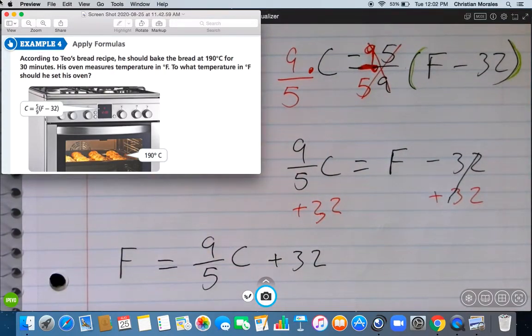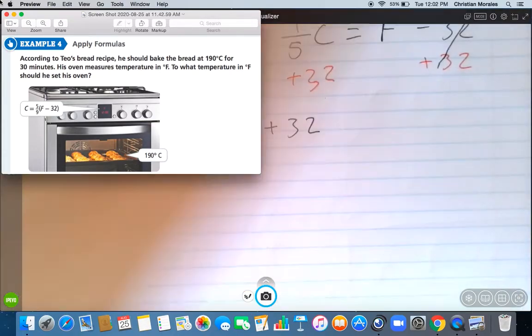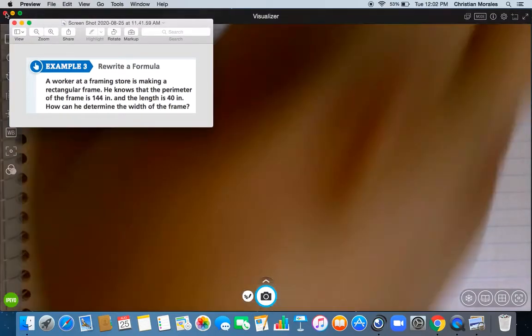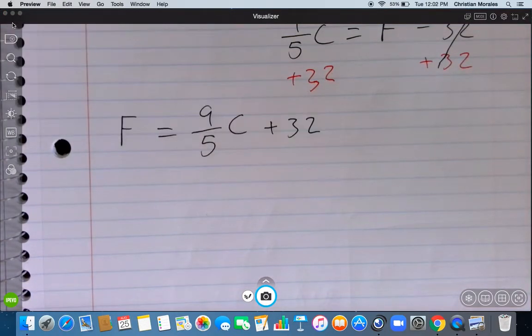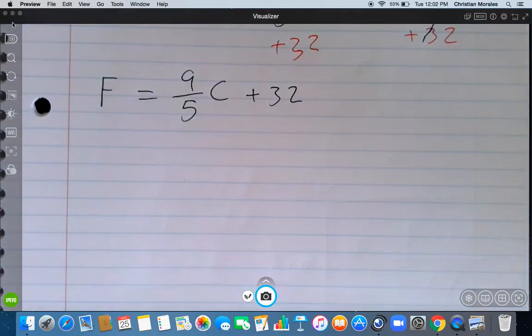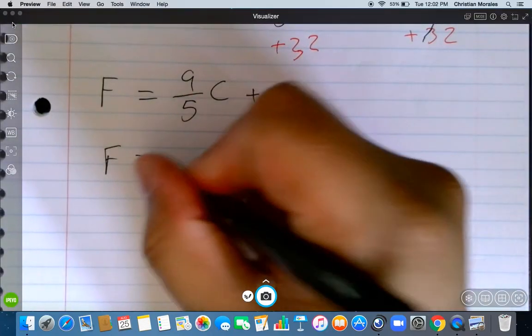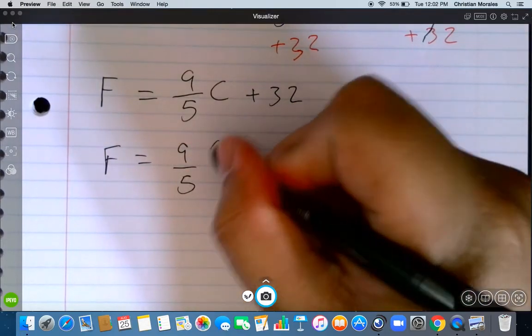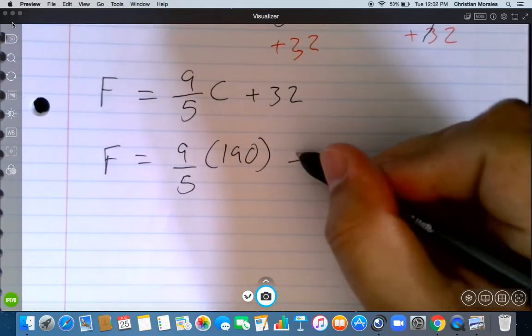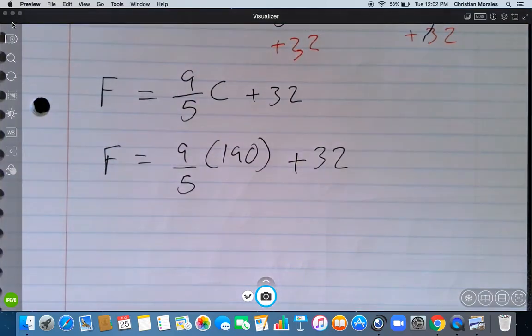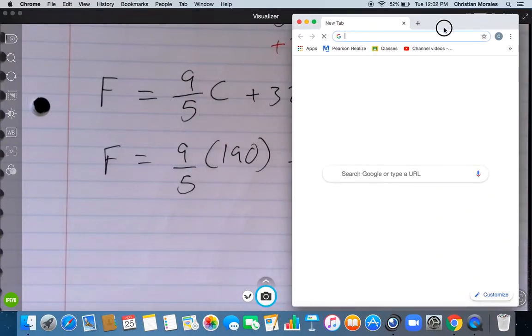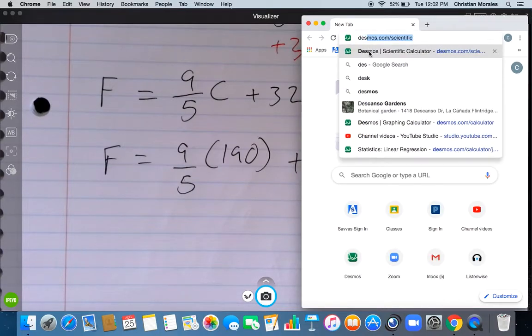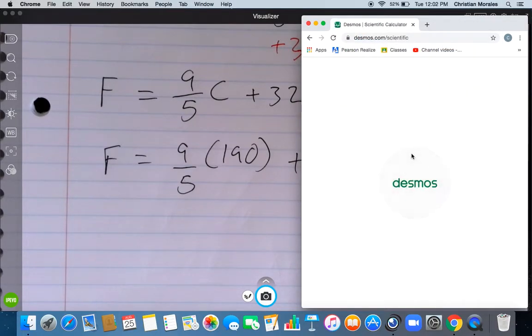Now, in this problem, they give you the number for C. They give you 190. So we're going to take the 190 and we're going to plug it in. Okay, so to find Fahrenheit, I'm plugging in 190 for C. That was the temperature in Celsius. And I'll just use my calculator. So let me open up Desmos again. We can do this all at once. That's the beauty of this calculator.